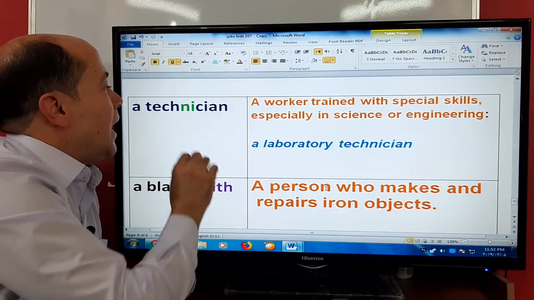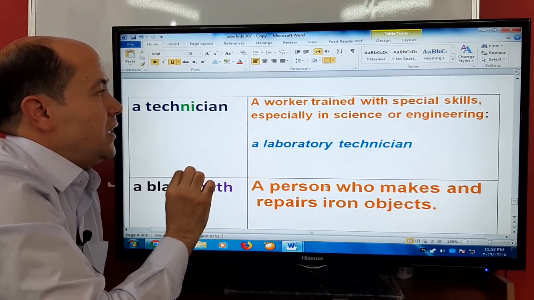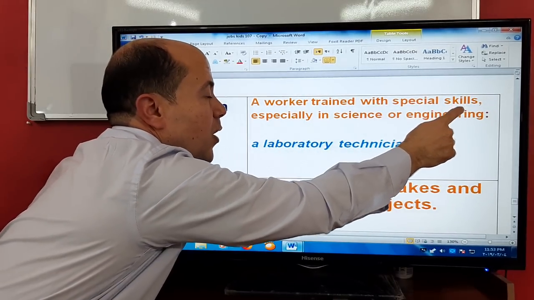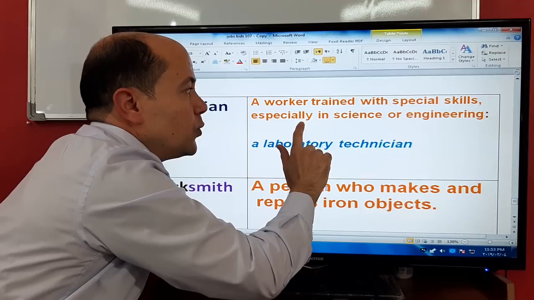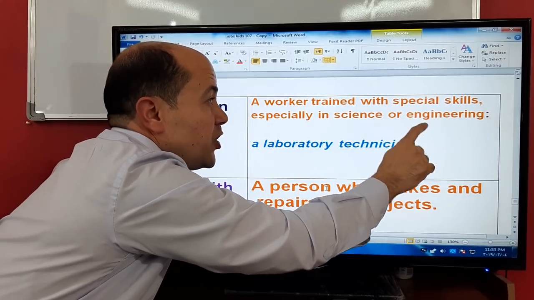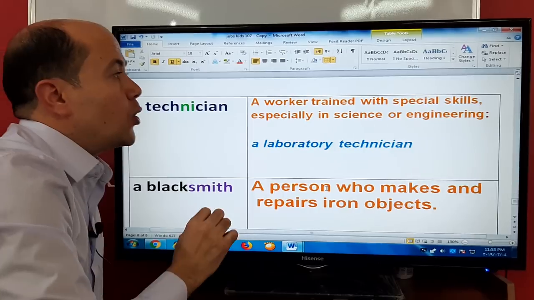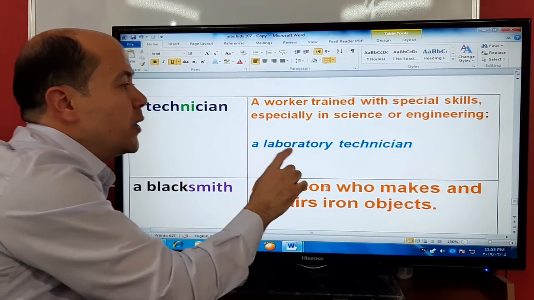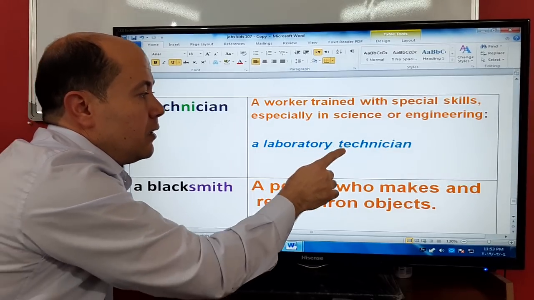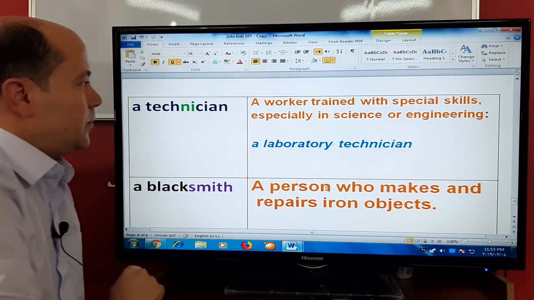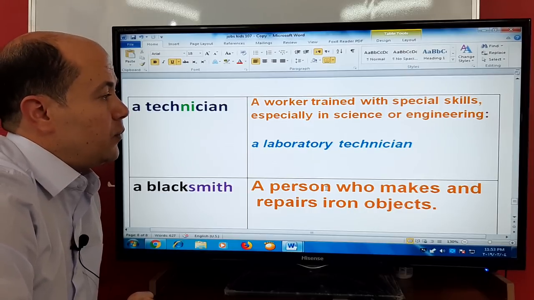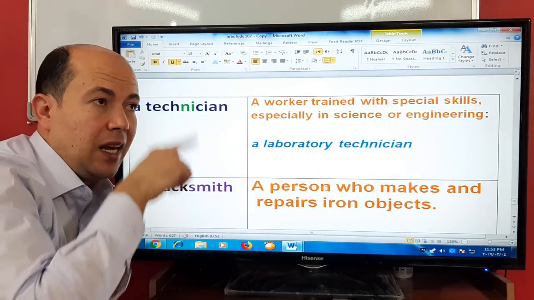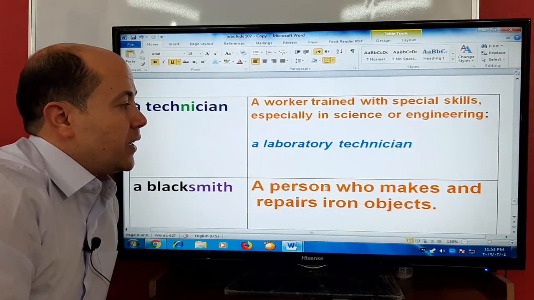A technician. Technician, فني. A worker trained, عامل مدرب, with special skills, بمهارات خاصة, especially, خصوصا in science, في العلوم, or engineering, أو الهندسة. A laboratory technician. فني معمل. For example, AC technician. فني تكييف. AC. Air conditioning.